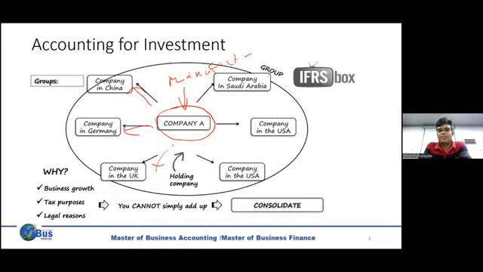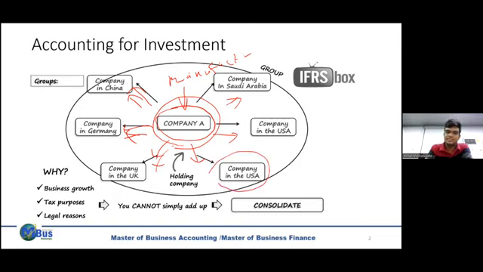And therefore, they are going to acquire companies in this part of the world. Now company A has some other companies, and these companies we call the subsidiary companies. I will teach you how to decide the subsidiary and associates later. For now, just remember these companies are the subsidiary companies.